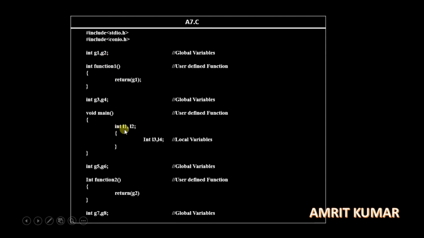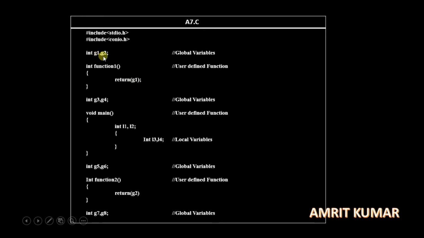Now here, I1 and I2 are of type integer. Because they are within these curly braces, they are local variables. Again, I3 and I4 are also local variables. I1 and I2's life period is within these curly braces, and I3 and I4's life period is within these curly braces. Okay, so these are the local variables.